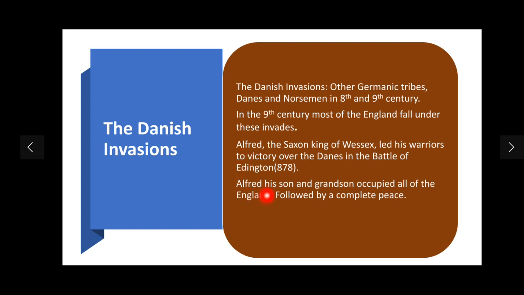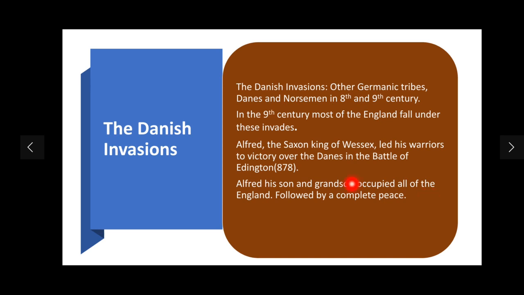Alfred and then his son and grandson occupied all of England, followed by a complete peace. When Alfred and his son and grandson occupied all of England, there was a complete peace for a time in England.